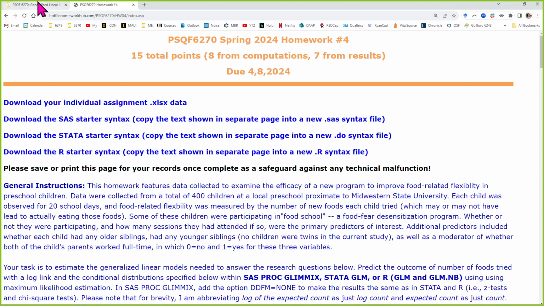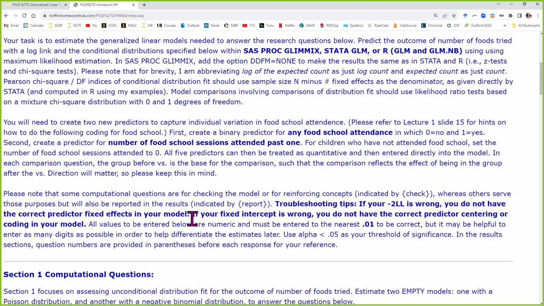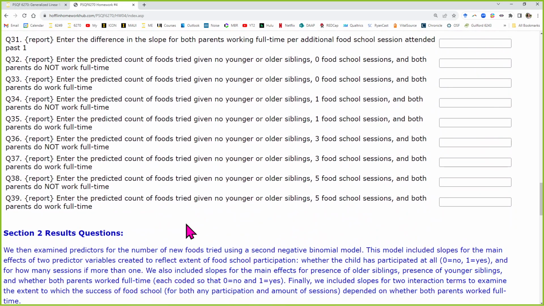I did post the Word document that I built during class to talk about interaction terms and simple slopes right here. So that may help you figure some of those out if you're struggling. Another thing that I saw in terms of errors folks are making is in generating the predicted outcomes. So the very last numeric questions are: enter the predicted count of foods given whatever levels of your predictors. You need to enter a value for all predictors in the model. Otherwise, it will fill in, I think, the mean of the predictor.